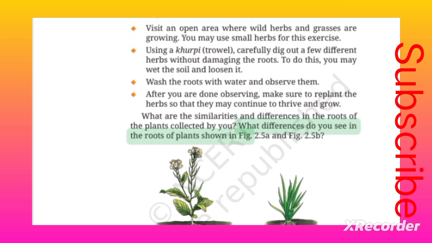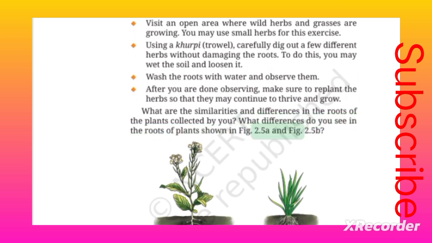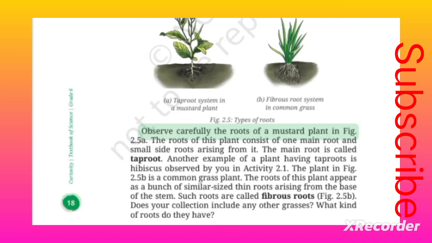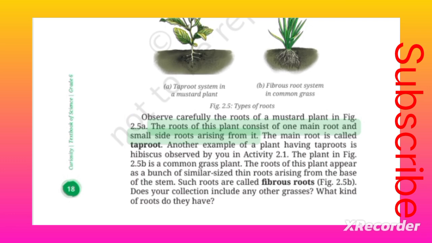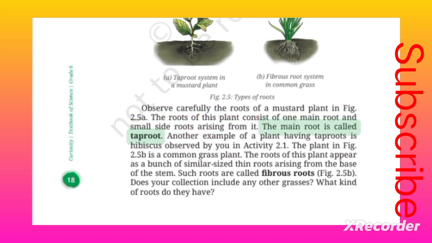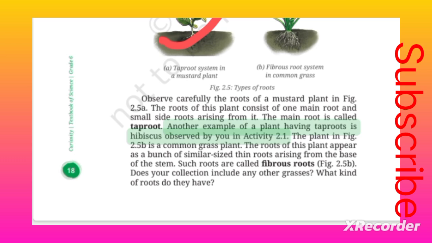What differences do you see in the roots of plants shown in Fig. 2.5a and Fig. 2.5b? Observe carefully the roots of a mustard plant in Fig. 2.5a. The roots of this plant consist of one main root and small side roots arising from it. The main root is called taproot. Another example of a plant having taproots is hibiscus observed by you in Activity 2.1.